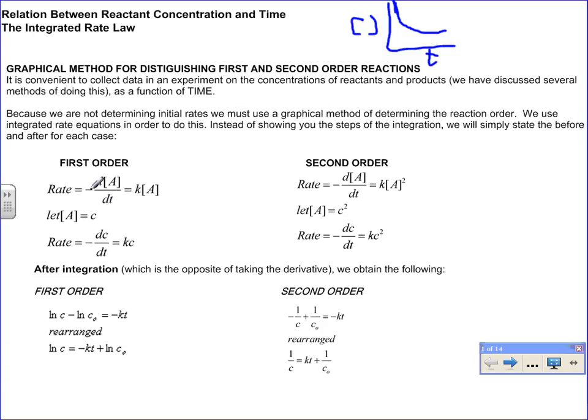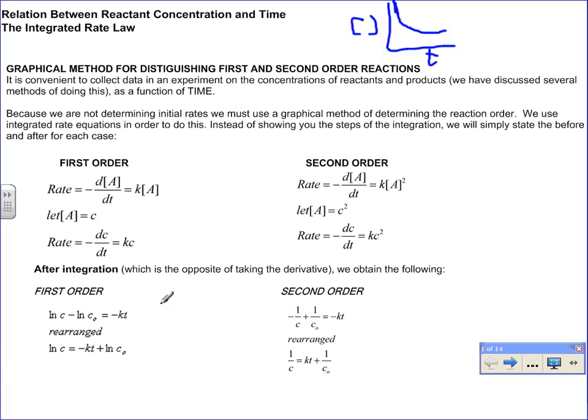Now this has a negative sign because, as you know, if we're studying a reactant, its concentration is going to be decreasing over time, so it's going to have a negative rate. Now we're going to look at concentration in a more simplified symbol. We're just going to use C. So we can also say that the rate is equal to negative dC over dt, and it's equal to kC.